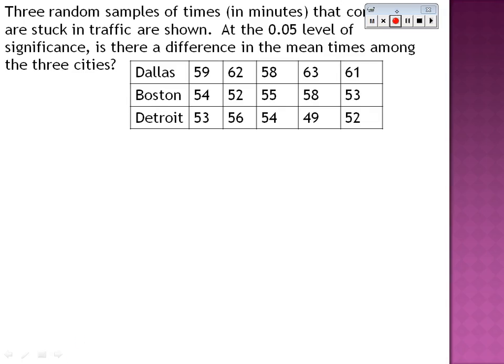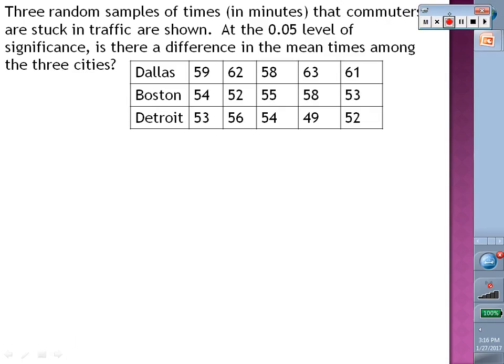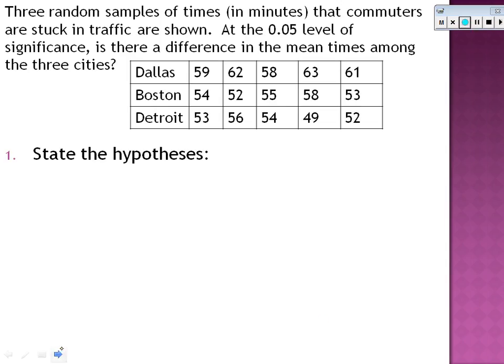Shown below, we have 3 random samples of times in minutes that commuters are stuck in traffic for 3 different cities. At the 0.05 level of significance, is there a difference in the mean times among the 3 cities? Our first step will be to state the hypotheses.